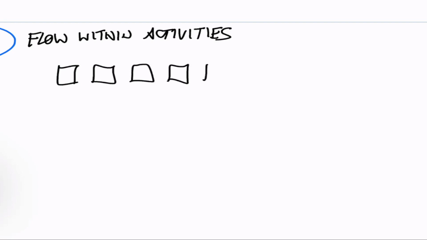Moving on to number 5, we have flow within activities. So let's take, I like to draw these boxes and lines.